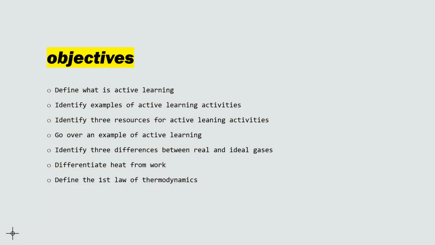So, the objectives of this presentation include the following: define what is active learning, identify examples of active learning activities, identify three resources for active learning activities, go over an example of active learning, identify three differences between real and ideal gases, differentiate heat from work, and finally define the first law of thermodynamics.